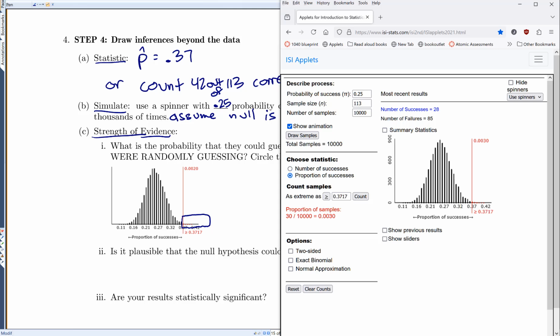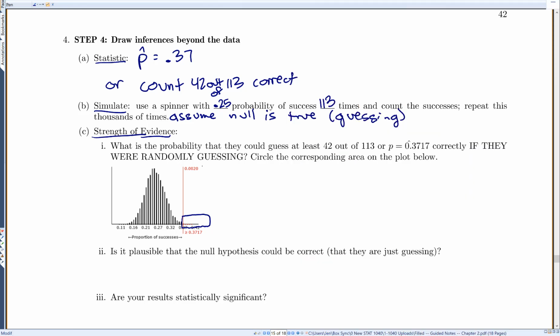Which you can see, the proportion of successes looks exactly the same for the p-value. It doesn't matter if you have the number of successes of 42 or the proportion of successes of 0.37. Either way, we're counting up how many times we could have gotten that 0.37 or more, or that 42 successes or more. Okay, so my probability though is 0.002.